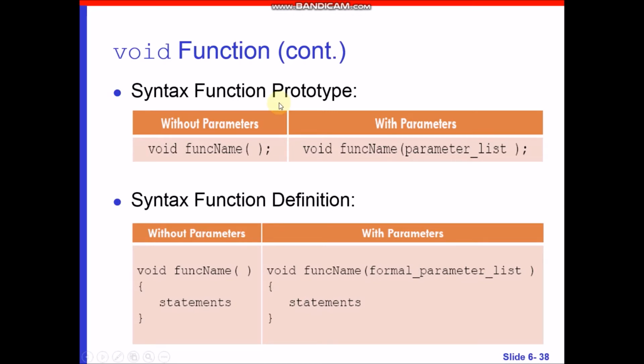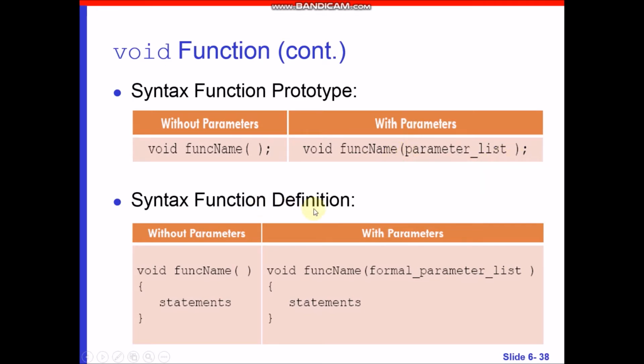Okay, I proceed with the syntax for the function prototype of the void function. Here you will have the without parameters and with parameters. For without parameters, you will just have the void and the function name with blank brackets, which means without parameters. While for with parameters, you will have the void function name and the parameter list.